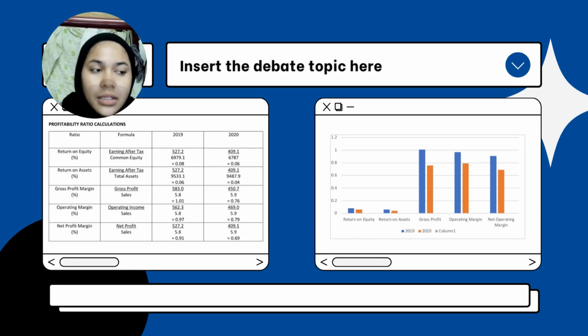Operating margin, operating income divided by sales. In 2019, we get 0.97, and in 2020, we get 0.79. Lastly, net profit margin, net profit divided by sales. In 2019, we get 0.91, and in 2020, we get 0.69.